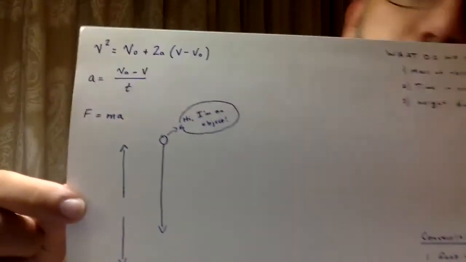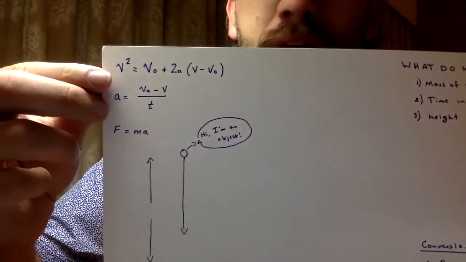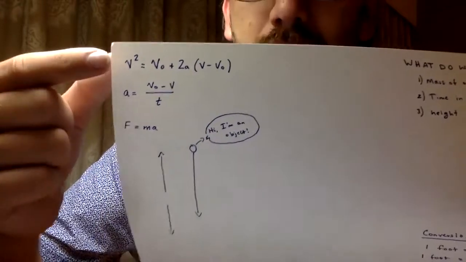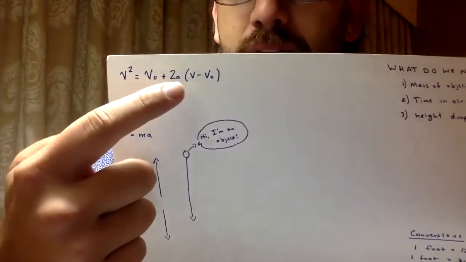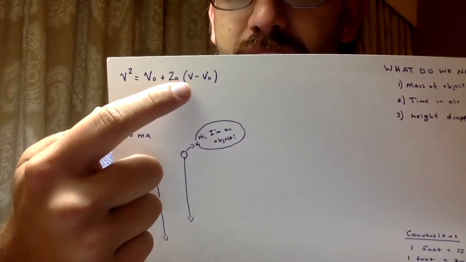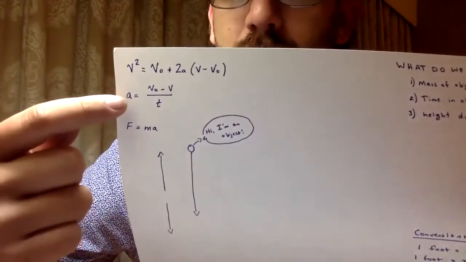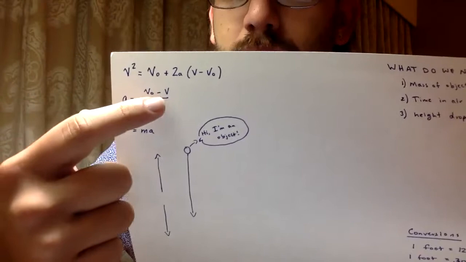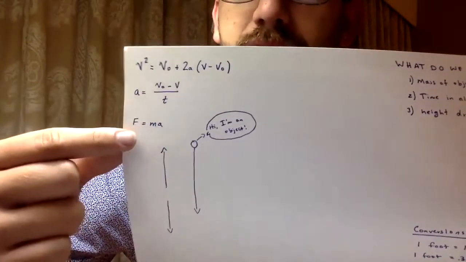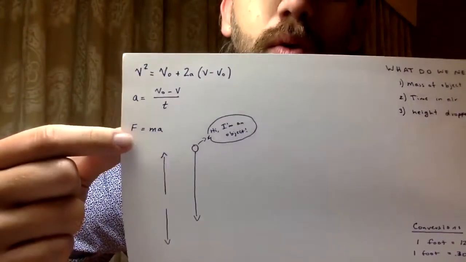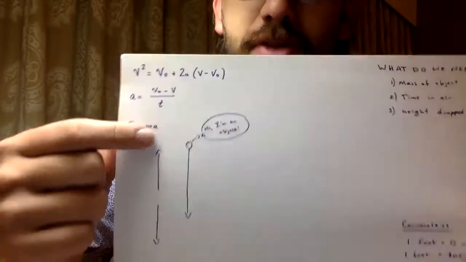Okay, so you'll notice up here we've got three main equations, and these are equations that I still have written up on the board, even though I'm not there today. We have v squared equal to v sub 0 plus 2a(y minus y0). The next one is an acceleration equation: a equals (v minus v0) divided by t. And lastly, we have Newton's second law, which is F is equal to ma. So force is equal to mass times acceleration.